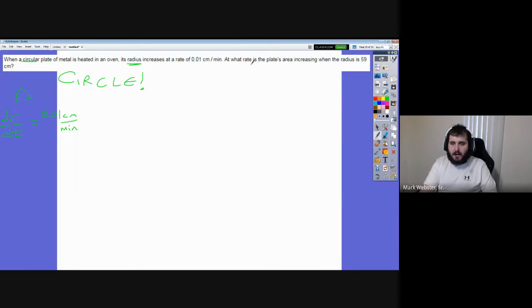At what rate? So again, we've got a d-something dt. Is the plate's area. Okay, so now we want dA, right? So automatic. So now that we even better, we know A, right? Area. Area of a circle. Well, we know that.